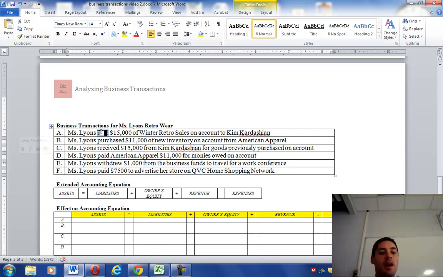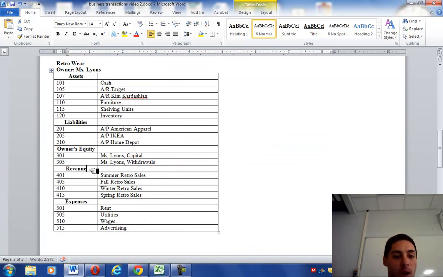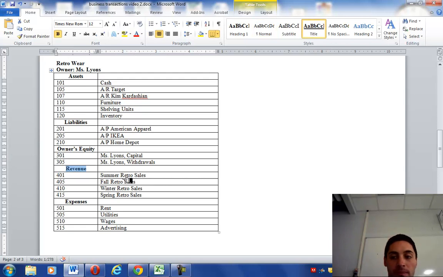By breaking her revenue into 4 different accounts, she can get a better idea at the end of the year what kind of clothing is selling really well and what kind of clothing is selling poorly. Then she's going to have an account receivable for every customer who typically buys goods from her on account. So here's Kim Kardashian. So these are the 2 accounts affected. My AR Kim K is going to go up, and my Winter Retro Sales is going to go up.